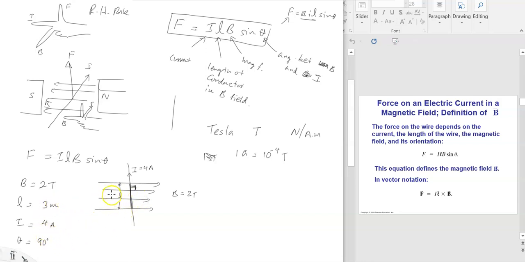So we have all the information. L is 3 meters. So what's the force? F equals ILB sine theta. 4 times 3 times 2 times sine 90. 24. Sine 90 is 1. So 24 newtons. The force acting on the conductor due to this magnetic field and current is 24 newtons.